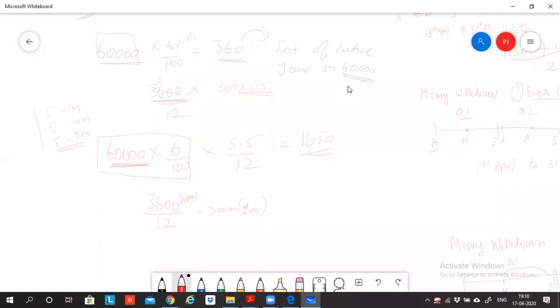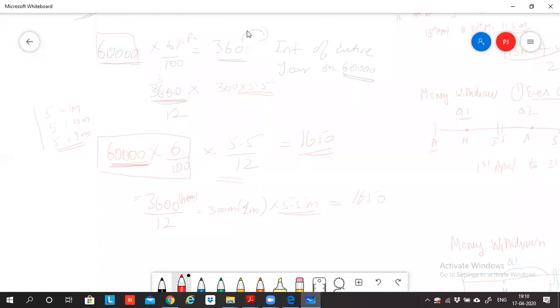And as per the calculation, for how many months on an average did you utilize the 60,000 rupees? On an average I've enjoyed it for 5.5 months. This is an average calculation. So if I utilize the 60,000 for 5.5 months on an average, the interest I'll be paying is 1,650. What did I do? This 60,000 into 6 by 100, 3,600, I calculated, then divided by 12, then I multiplied with 5.5. That's what I did.